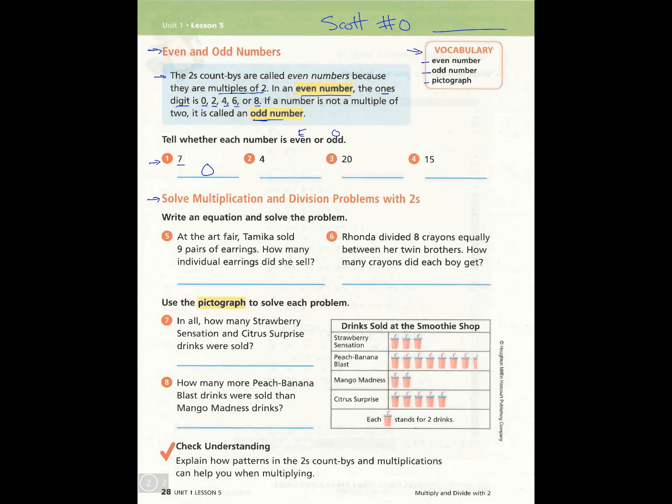Okay, so now we are looking at solving multiplication and division problems with twos. Our directions say to write an equation and then solve the problem. So let's look at number 5. At the art fair, Tamika sold 9 pairs of earrings. Now a pair is a group of 2, right? 9 pairs of earrings. How many individual earrings did she sell? So basically we're saying 9 groups of 2 is what? Right? So 9 groups of 2, 9 pairs is how many?